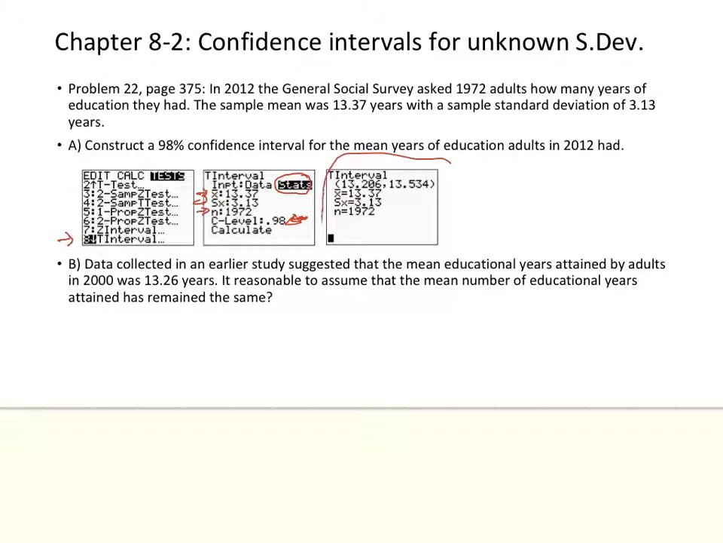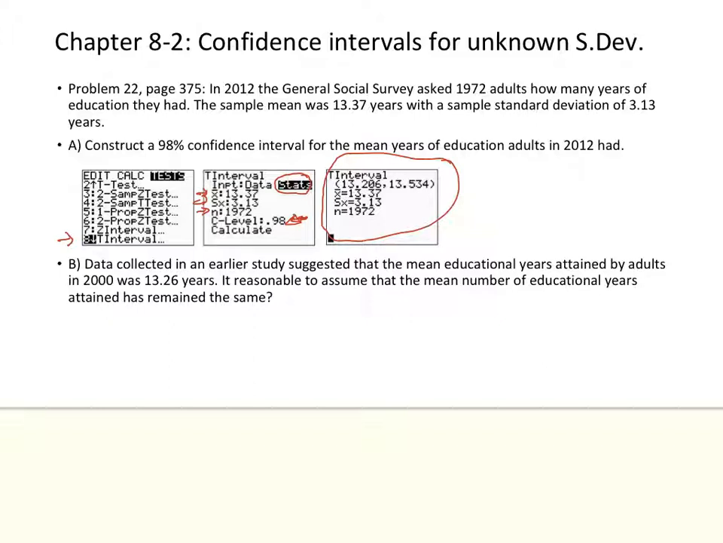end up with the t-interval, which tells us that the mean years of education for adults in 2012 was 13.21 years to 13.53 years.